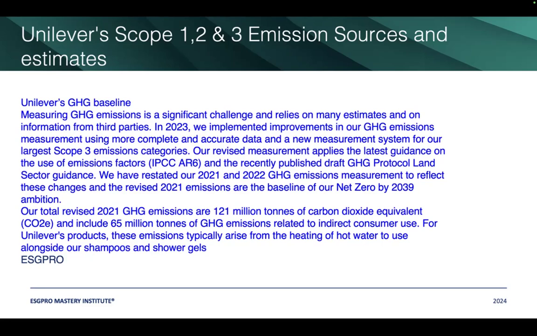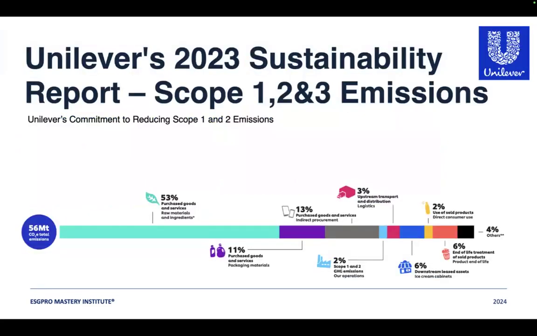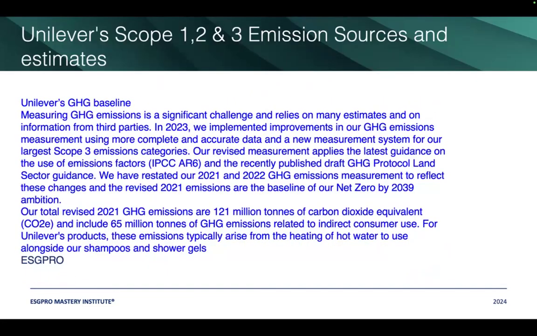See the amount. More than 53%. Next slide will show you that. More than 53. Of course, this is a purchased good and raw material ingredient as well. But more than 53% coming from their indirect consumer use. That's the beauty of scope 3. Each particular item can take 53% of your carbon dioxide equivalent emission.